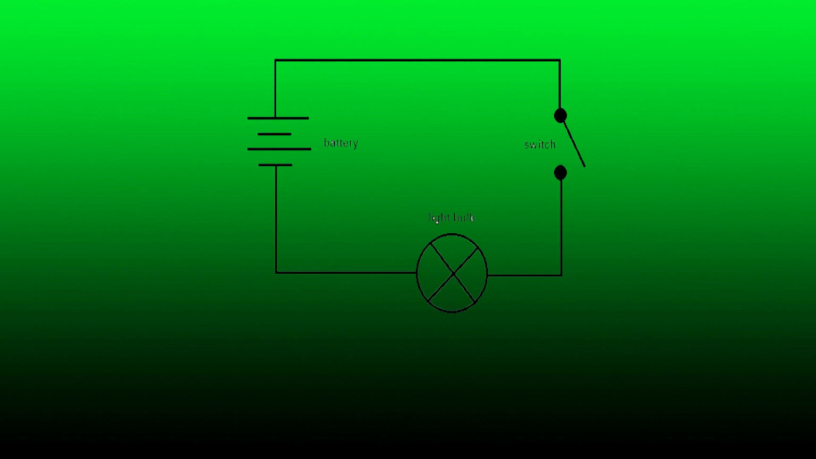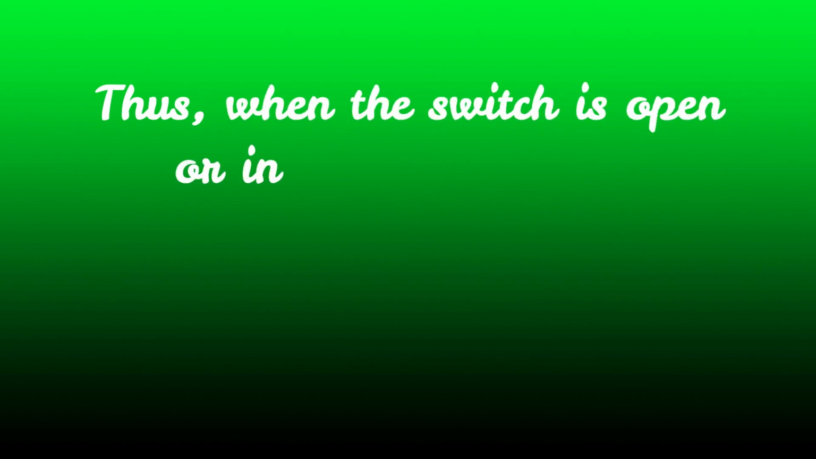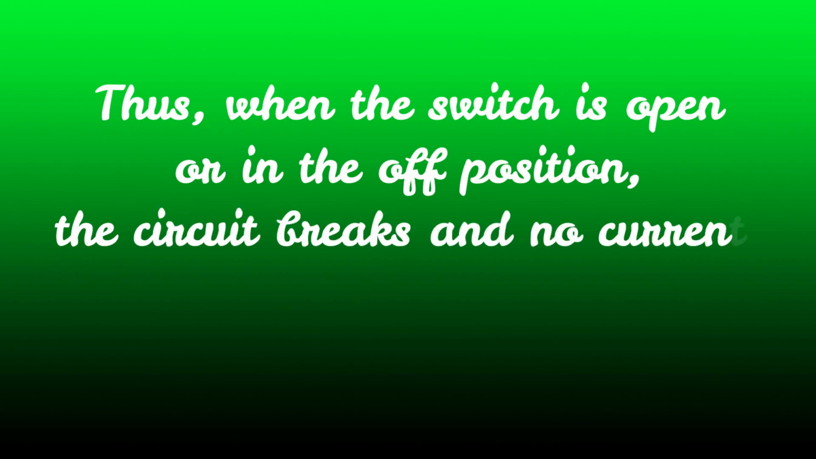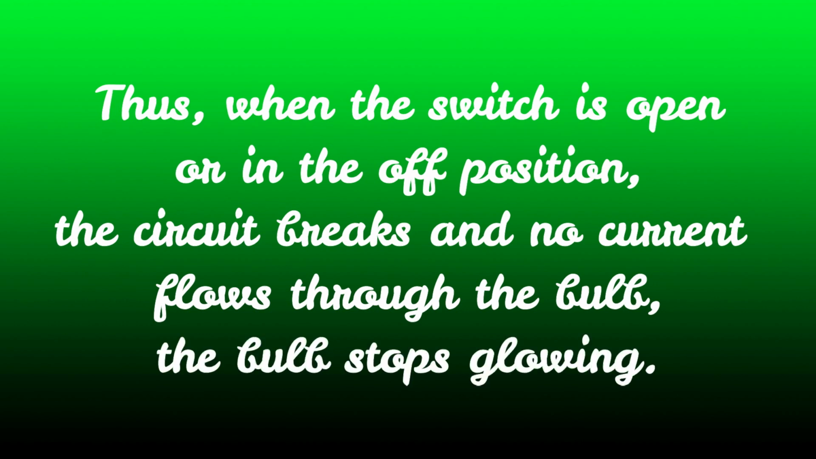If we open the switch so that it comes to the off position, then a gap is created between the two ends of the copper wire or connecting wire. Due to this, one terminal of the cell gets disconnected from the bulb and hence the current stops flowing in the circuit. Thus, when the switch is open or in the off position, the circuit breaks and no current flows through the bulb. The bulb stops glowing.